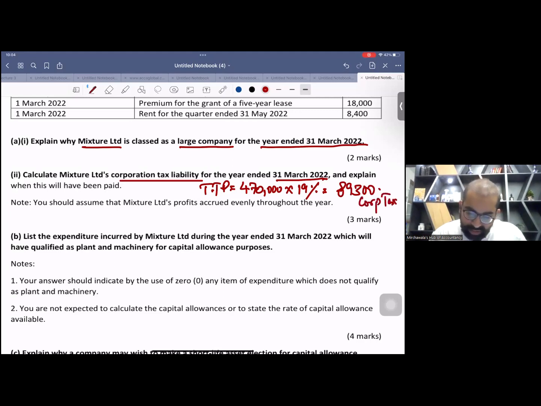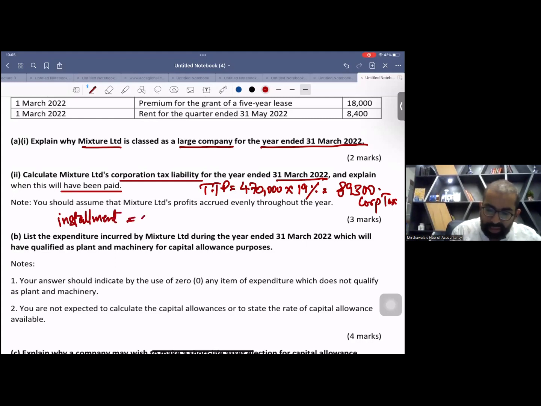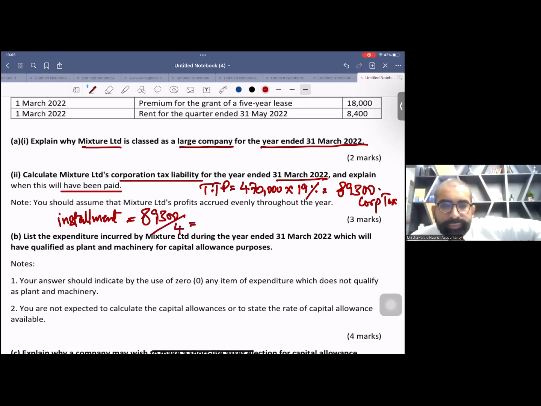Now the next requirement. Explain when this will have been paid. You have to pay in 4 installments, and you know how to calculate 1 installment: divide by 4. 89,300 divided by 4. What is your first installment? 22,325. Excellent. And now when you have to pay, it's all cash marks.